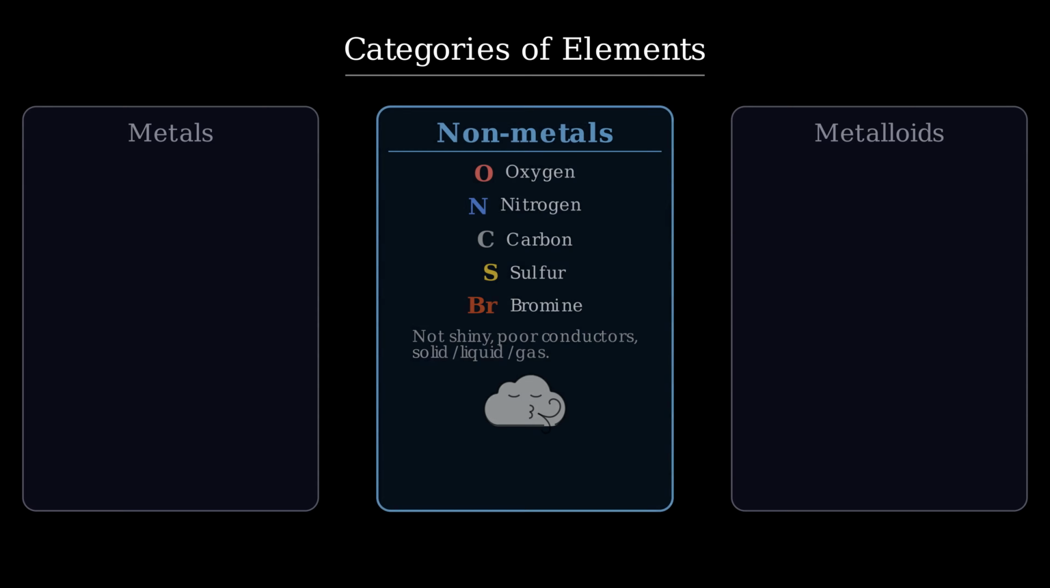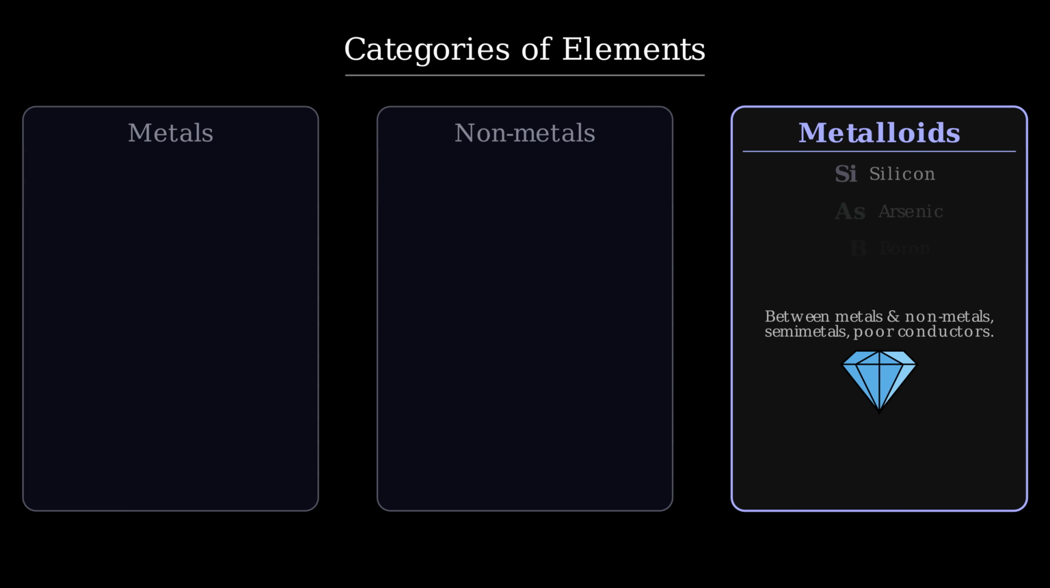Non-metals are not shiny, do not conduct electricity well, and can be solid, liquid, or gas at room temperature. Examples include oxygen, nitrogen, carbon, and sulfur. Metalloids have properties between metals and nonmetals. They are semimetals and conduct electricity poorly. Examples include silicon, arsenic, and boron.